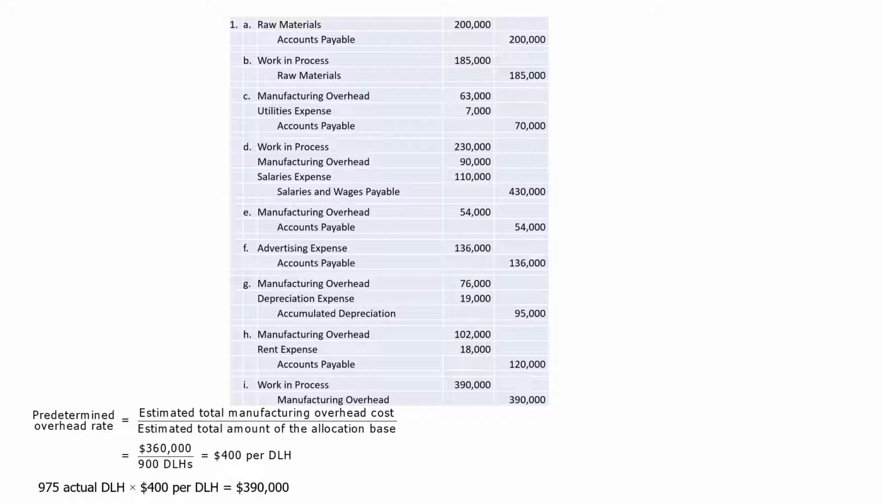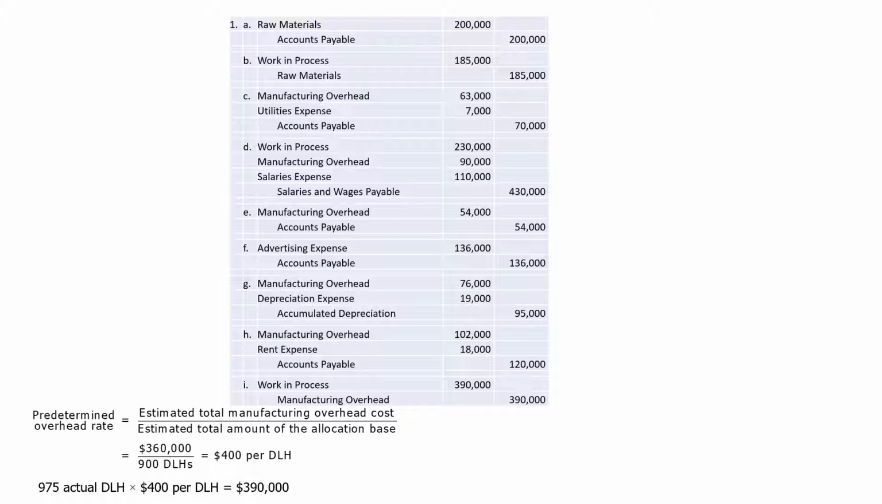Depreciation was recorded for the year, a total of $95,000. 80% relate to factory equipment and the remainder to selling and administrative equipment. So 80% of the $95,000 or $76,000 will be debited to the manufacturing overhead T account. The remaining $19,000 will be debited to normal depreciation expense, and then we'll credit accumulated depreciation for $95,000.